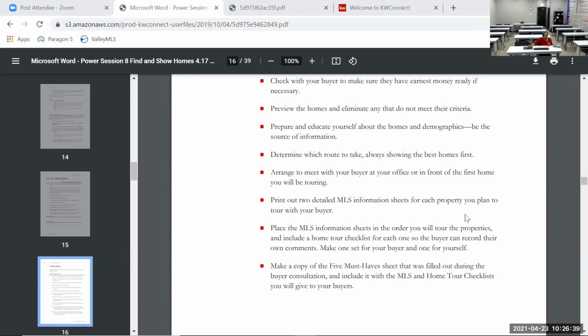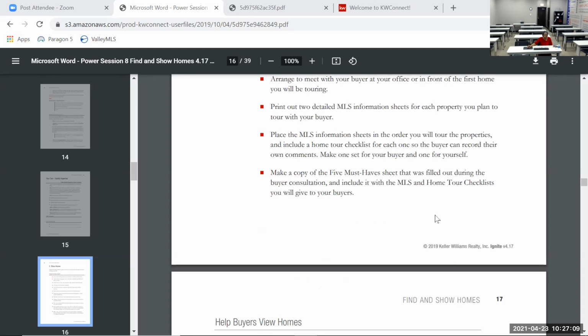And make a copy of the 5 must-have sheets that was filled out during your buyer consultation. Include that with the MLS and the home tour checklist. So you want to have your MLS sheets in the order that you're going to see the homes. You want to have a checklist. I attach it to each MLS sheet, and then you want to have their 5 must-haves written out and in the folder as well to remind them of the things that they said were important to them.